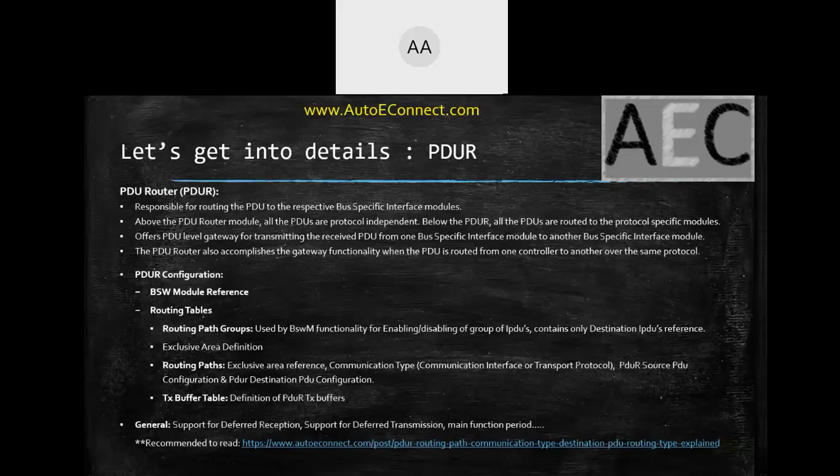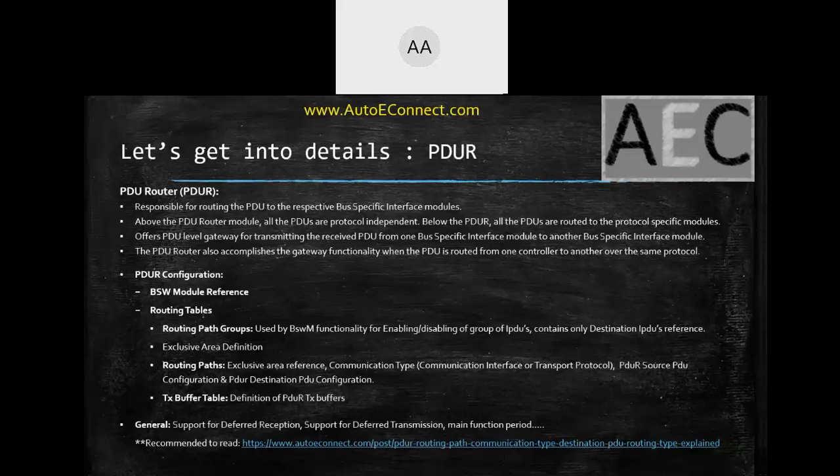So what is the difference between a normal routing path and a routing path group? For every routing path, you will have a source and destination like we have discussed. But in case of a routing path group, there is nothing called a source, there is only a destination. So anything which is going to a particular destination IPDU, we will be able to disable or enable the routing of these PDUs by controlling a single routing path group.